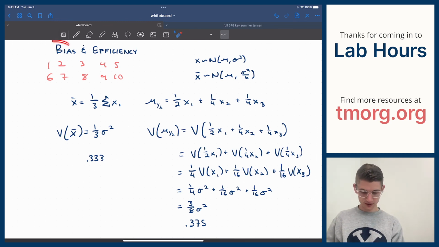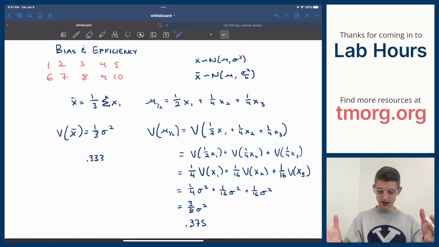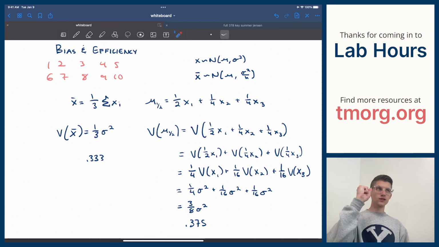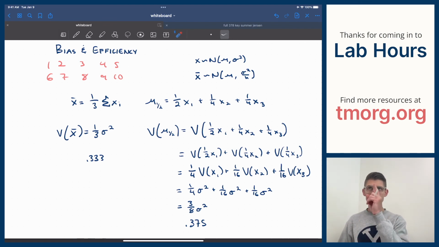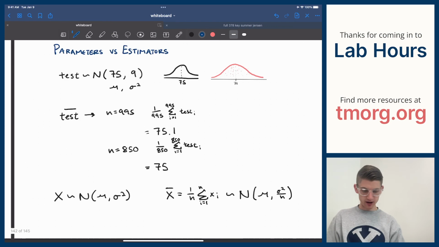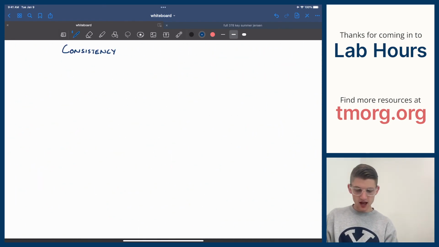So that covers the idea of bias, how to find bias, and how to calculate efficiency. Just take the variance and see which one has the bigger variance. The one with the smaller variance is the more efficient estimator. And theoretically, intuitively that makes sense because when I look in my telescope, the one with smaller variance is the one I'm going to be seeing the thing I'm looking for more often. That's pretty much all how it goes, okay? So let's check that one off. And now let's talk about consistency. This is just going to be one more minute.